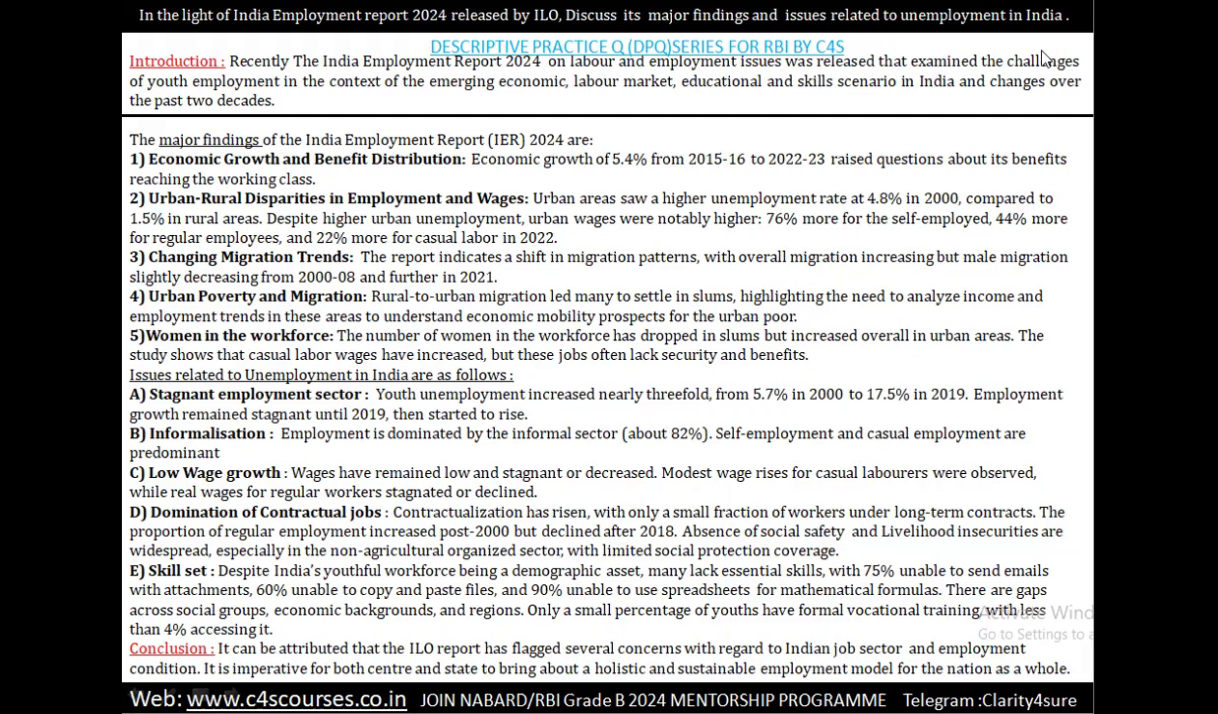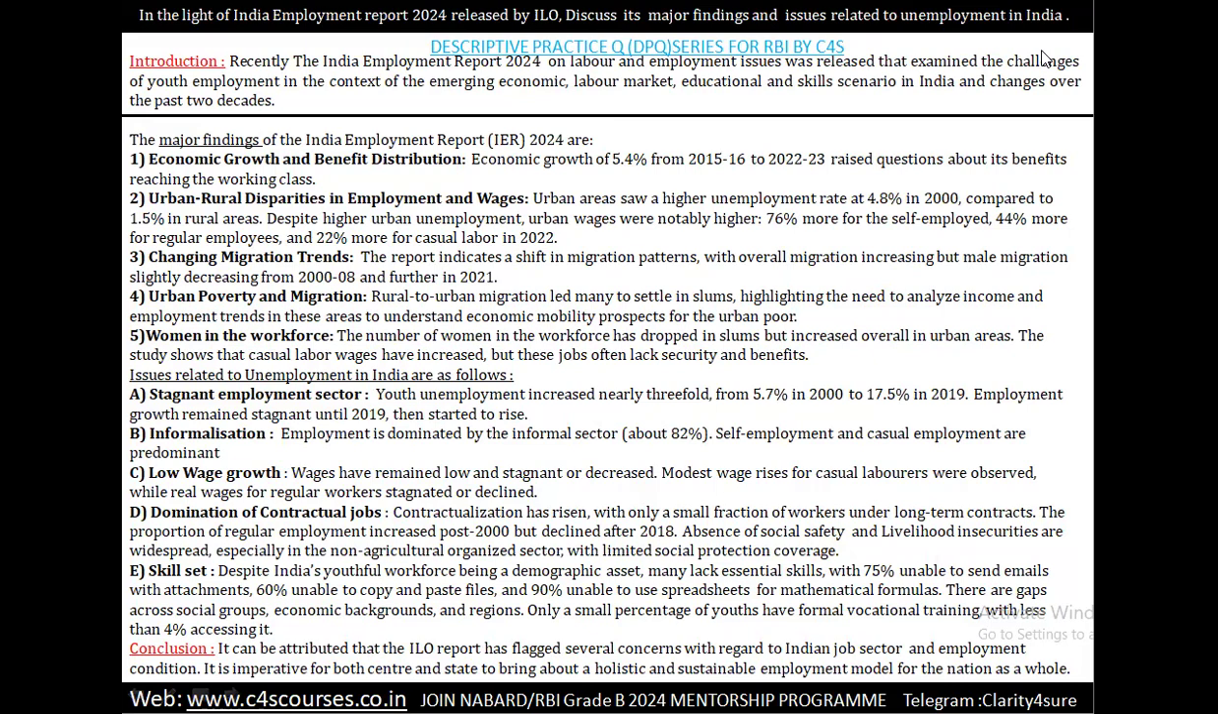Next, we will address the issues related to unemployment in India. So here, what are the issues? The first point is the stagnant nature of the employment sector. Post 2019, we witnessed stagnancy in the employment sector. More and more people are coming into the workforce, but the employment sector is unable to absorb that workforce. So there is a disparity or a mismatch. That is what the stagnant employment sector point says.